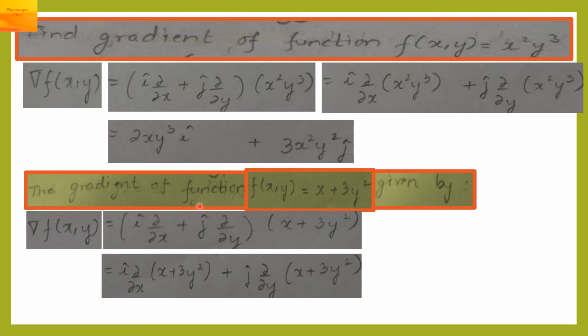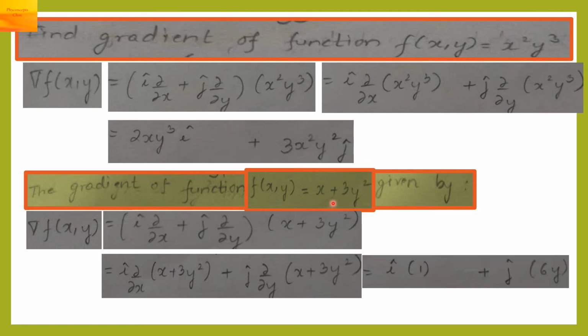Next we have to find the gradient of the function f is equal to x plus 3y square. Again we do the same steps. We substitute the del operator and the function. We open up the brackets and then we differentiate first with respect to x. So we differentiate x with respect to x, that will be 1. Here we have to differentiate 3y square with respect to y. Differentiation of y square will be 2y. So 2y into 3 is 6y. So the final answer is i cap plus 6y into j cap.